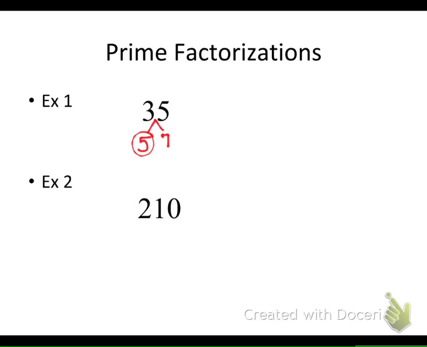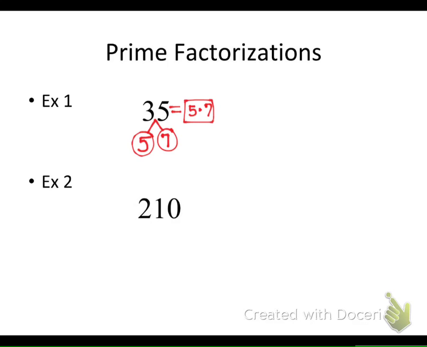Can I factor 7? No. So 7 is going to be a prime number, meaning it only has 2 factors. So what do I do with my prime numbers? I write my equal sign, and I write them up to the right of my 35 in order from least to greatest. So it's going to be 5 times 7. And then I'm going to box it because that's going to be my final answer.